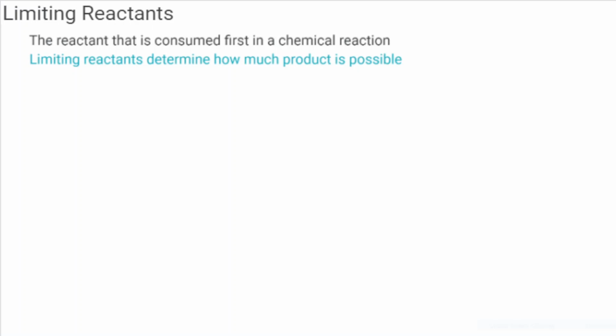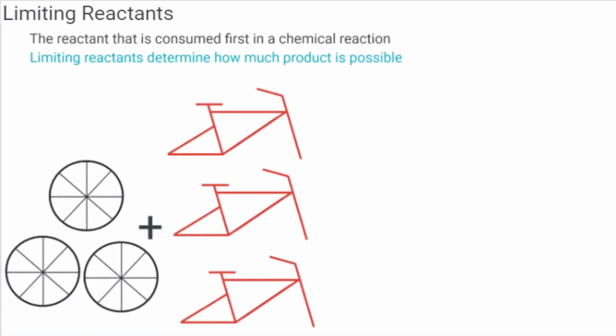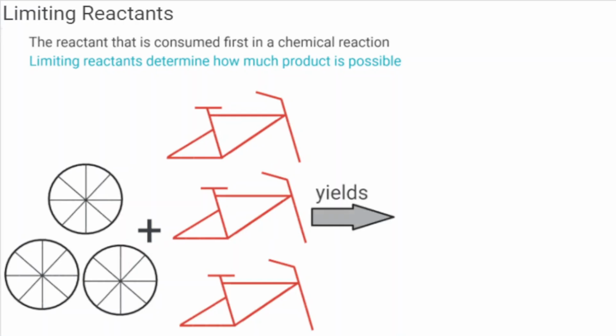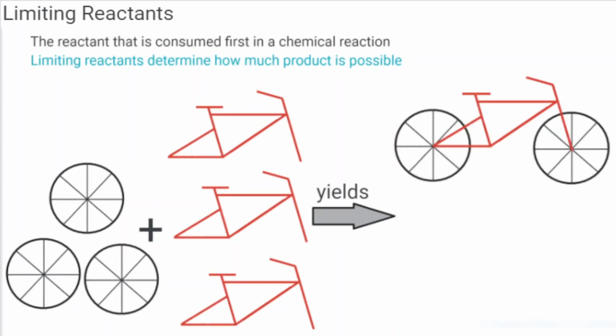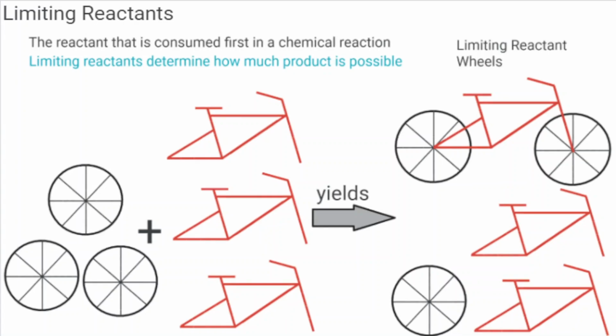So let's say I'm starting a bicycle company and I have 3 wheels and 3 bicycle frames. Now, if I combine these, I can make 1 bicycle, and I'll also have a couple of frames and a wheel left over. So in this case, even though we have enough frames to make more bicycles, we ran out of wheels. So our wheels are the limiting reactant. I can't make any more bicycles unless I'm able to get more wheels.